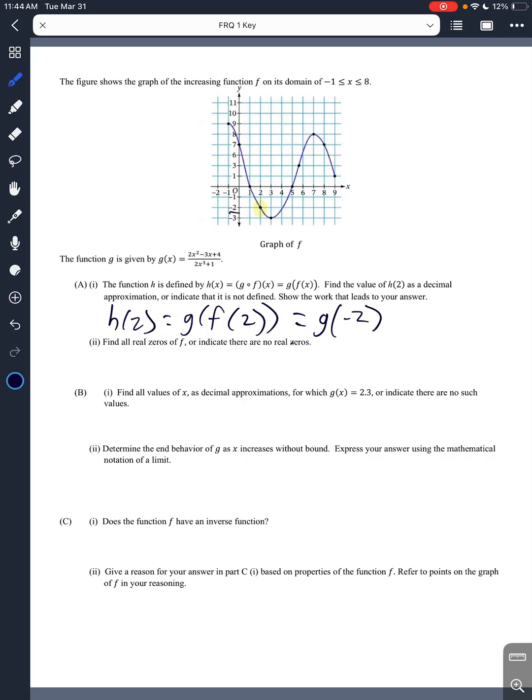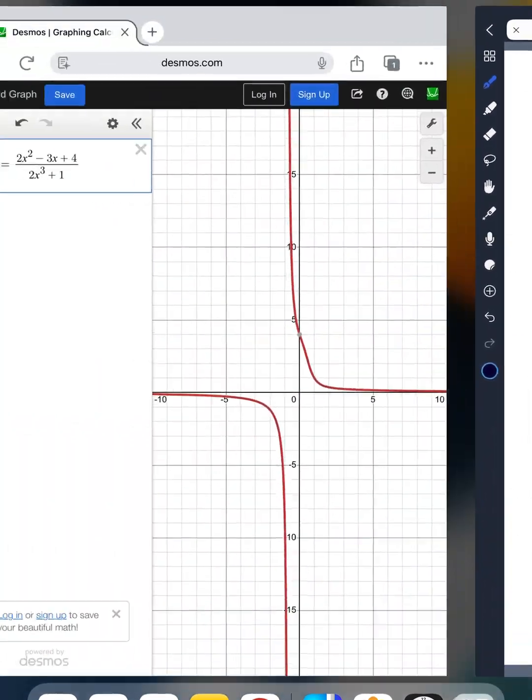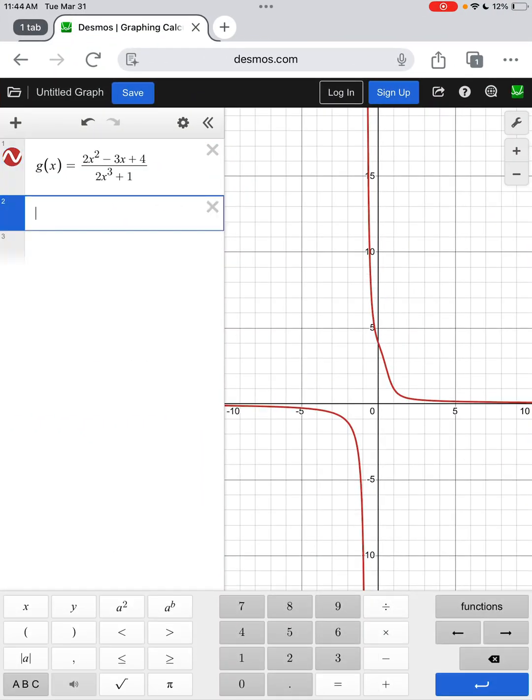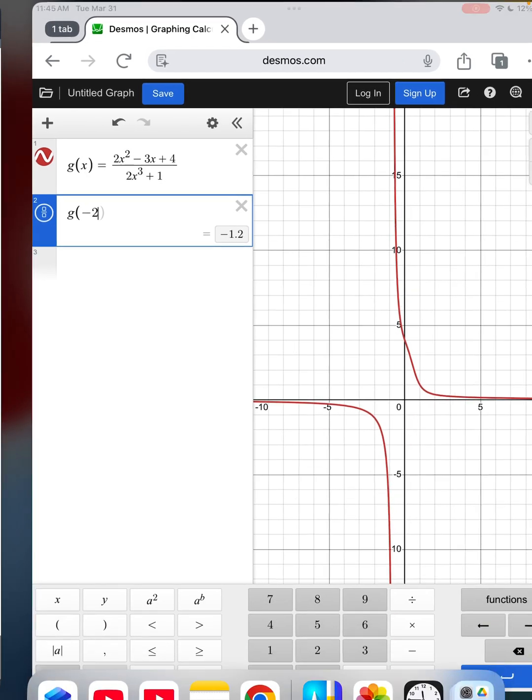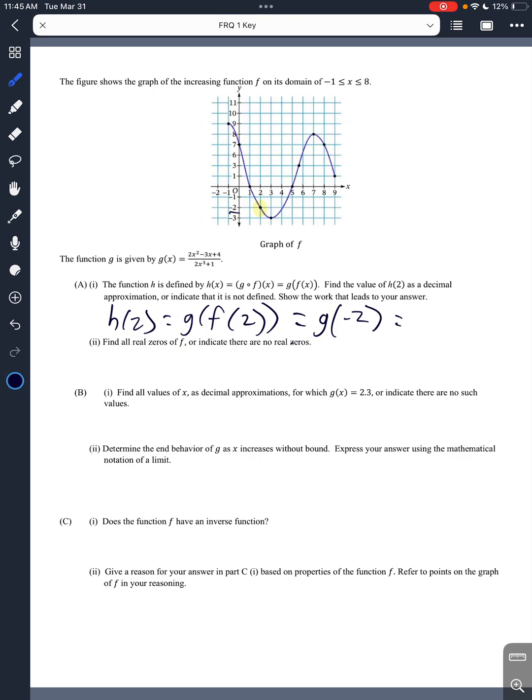To find g of -2, we're going to go to Desmos. On a new line, just type g of -2, and it will give you your answer, in this case, -1.2. For AP Pre-Calc, always give 3 decimal places. You can truncate or you can round on the 3rd decimal place. If you're not comfortable rounding, I'd recommend just write whatever Desmos says, the first 3 decimals.